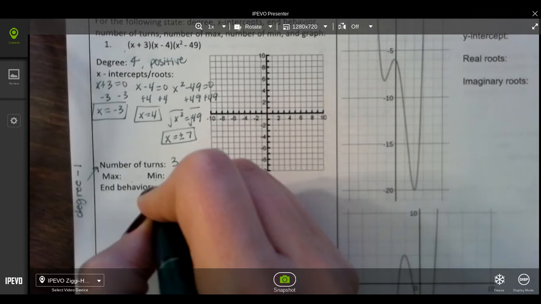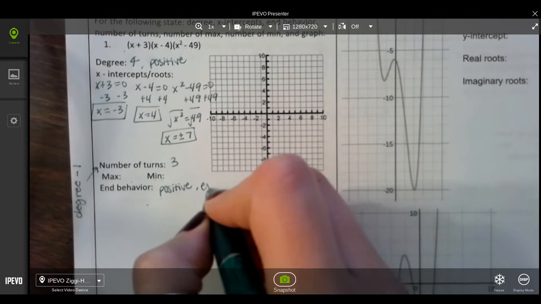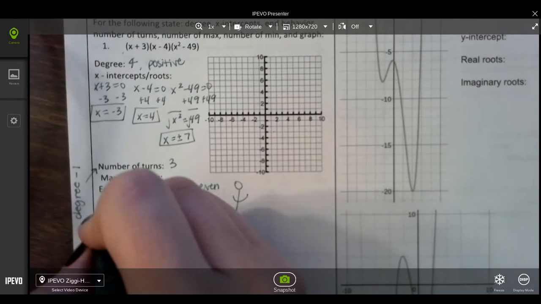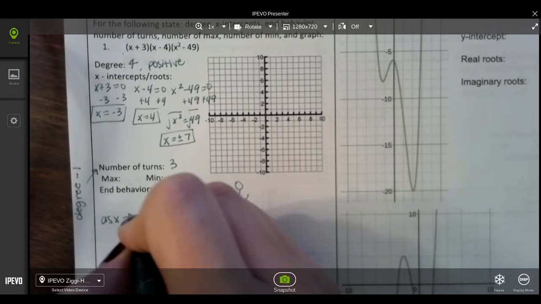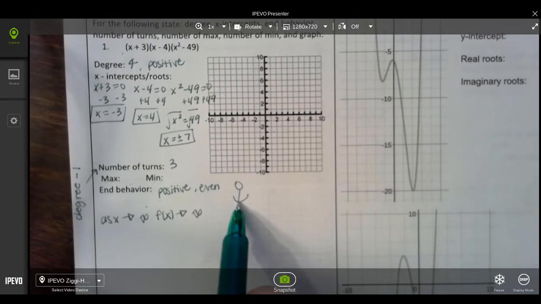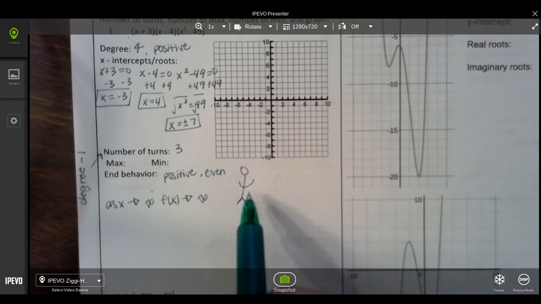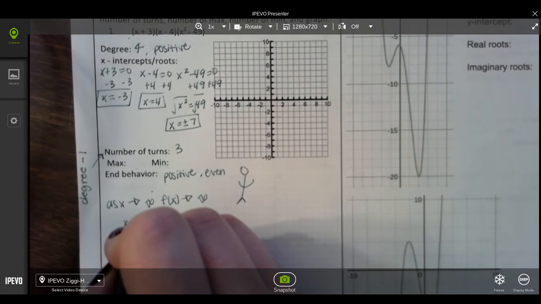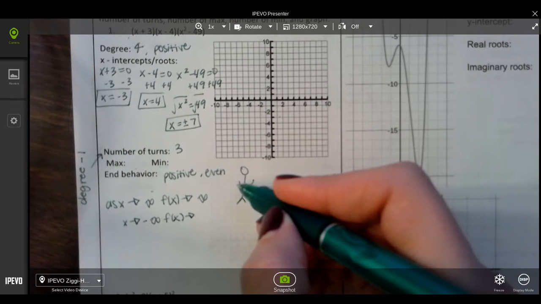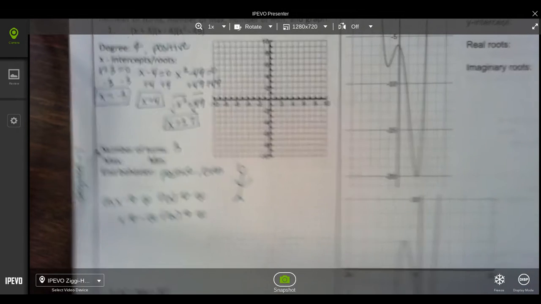So remember, if I am positive, and then my degree is 4, so I'm positive even, my stick figure looks like this. So this is as x goes to infinity, f of x goes to infinity. So I'm getting further along on my x's. I'm going higher and higher on my function. And then as x goes to negative infinity, as we're going further negative on my x's, I'm going to go further positive with my function up to infinity.